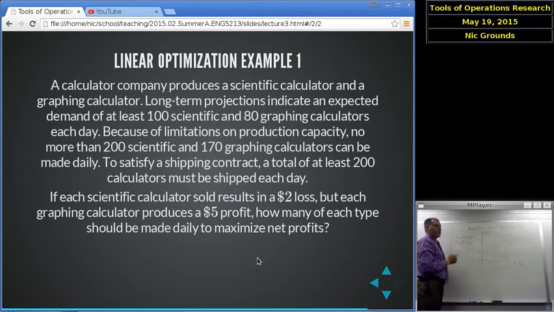We also are limited in how many we can produce. So the number of scientific calculators we can make must be less than or equal to 200. The number of graphing calculators we make must be less than or equal to 170. Okay? So those are production constraints. So we have sort of our marketing constraints, how many we want to sell minimum. We have our production constraints, how many we can make maximum. Okay? And then finally we have a shipping constraint that says the number of scientific calculators plus the number of graphing calculators must be at least, that is, greater than or equal to 200. Okay?